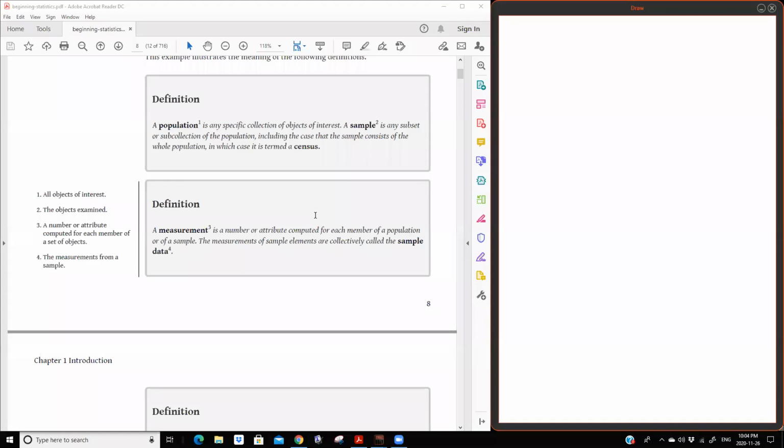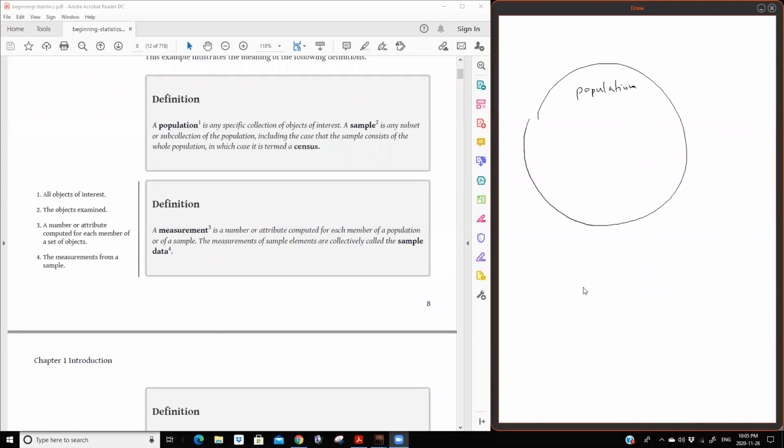So whenever you're dealing with a statistical problem, you have a population. And this population could be, for example, a population of people. It could be a population of cars. It could be a population of houses. It could be a population of, I don't know, some sort of animal. And you want to gather some information about this population.